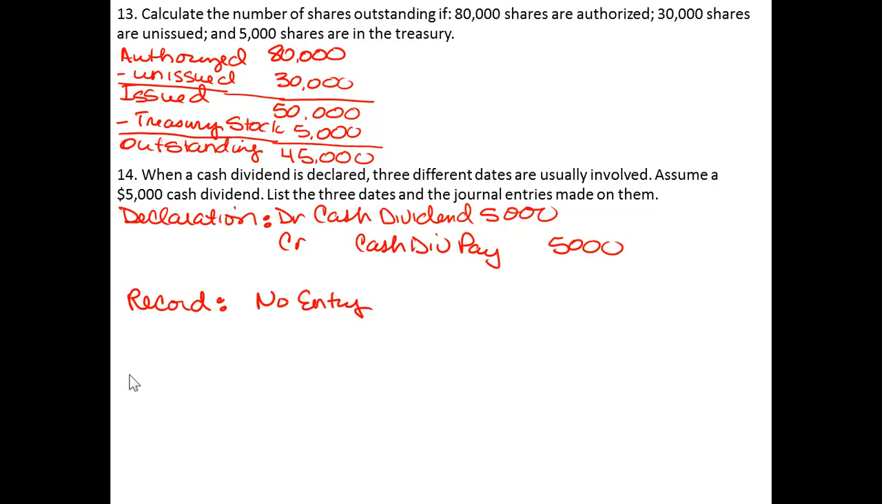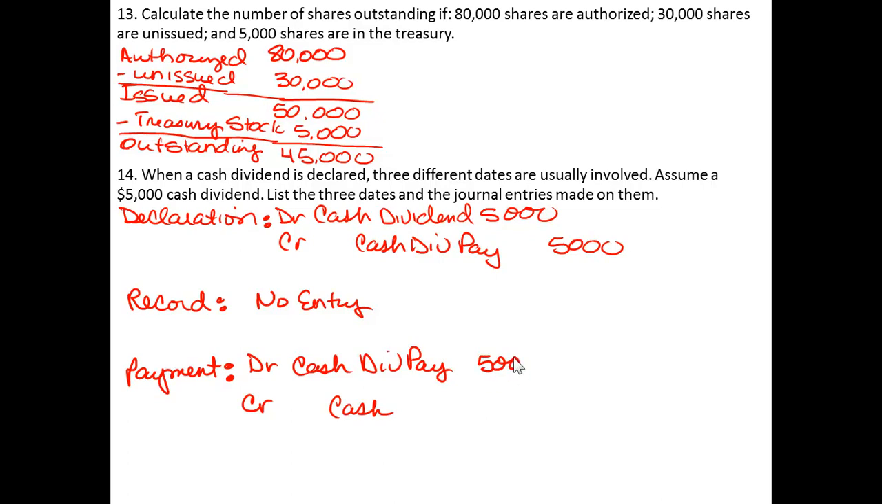And finally, the date of payment, when the checks are mailed out to those shareholders that own the stock as of the date of record. And on that date, we debit cash dividends payable, the current liability account, and you credit cash for the $5,000.